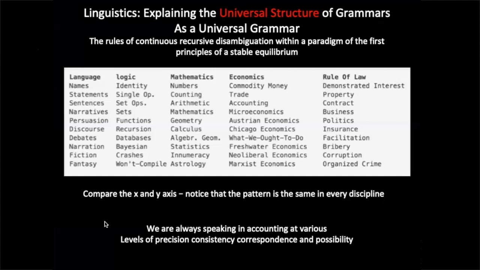The same process of first causes all the way up to fantasy, from identity to won't compile, to mathematics, to innumeracy, to economics, to Marxist economics, to rule of law, to organized crime. It's the same cycle of success to failure. I love it, man. That slide is awesome. What I really like is fantasy won't compile, numerology, Marxist economics, and organized crime. That all fits together to me.